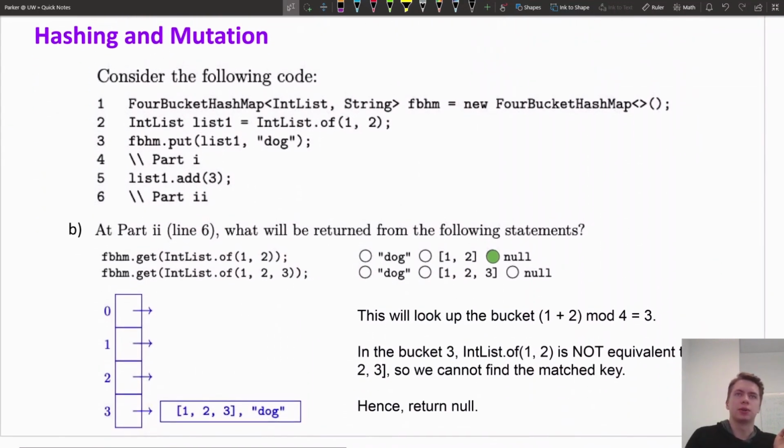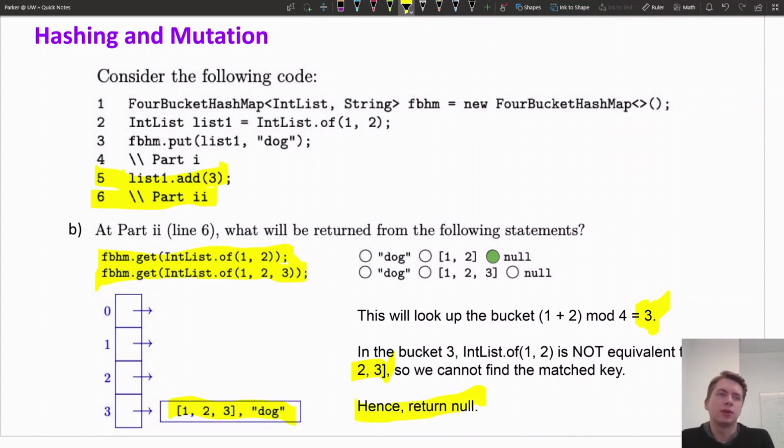All right, for part 2, we then execute the line of code list 1 to add 3, and then pause here on line 6. What will be returned from the following statements? Get on an int list of 1, 2, and get on an int list containing the values 1, 2, and 3. For this first line, we'll look up a list containing the values 1 and 2. We'll hash this list and receive the value 3 and then mod by 4. So we'll look at bucket 3 and compare the keys to try and find one that's equal to a list containing values 1 and 2. However, an int list of 1 and 2 is not equivalent to an int list containing 1, 2, and 3, which is what's contained in bucket 3. So we return null because no list containing only 1 and 2 is in bucket 3.